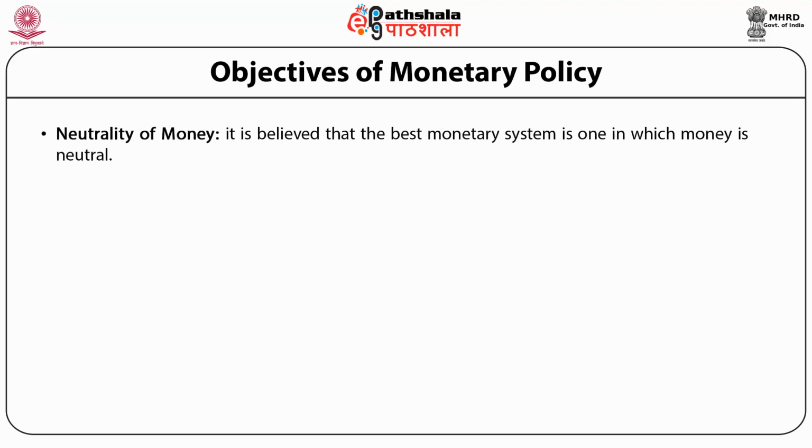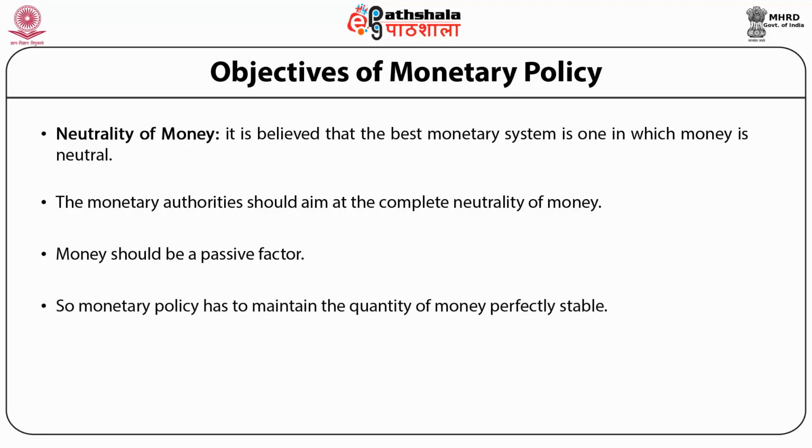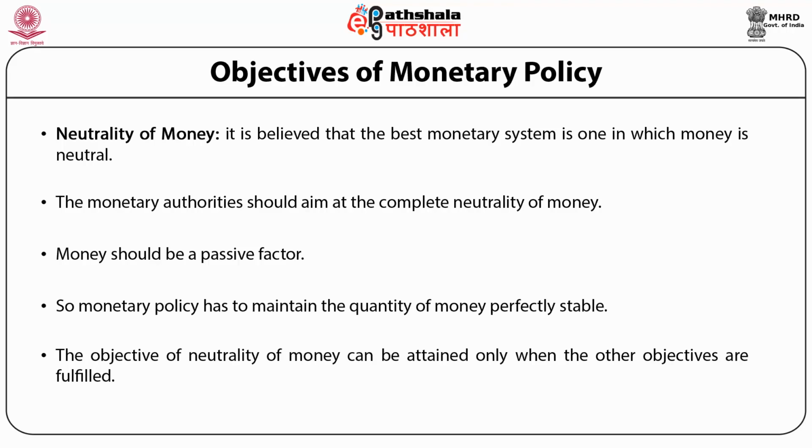Next one is neutrality of money. It is believed that the best monetary system is one in which money is neutral. The monetary authorities should aim at the complete neutrality of money. Money should be a passive factor, so monetary policy has to maintain the quantity of money perfectly stable. The objective of neutrality of money can be attained only when the other objectives are fulfilled.